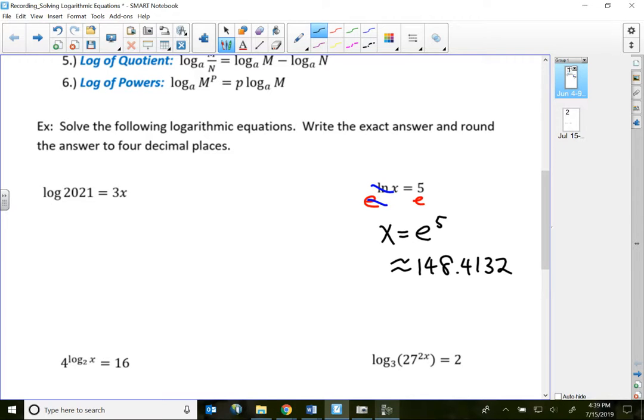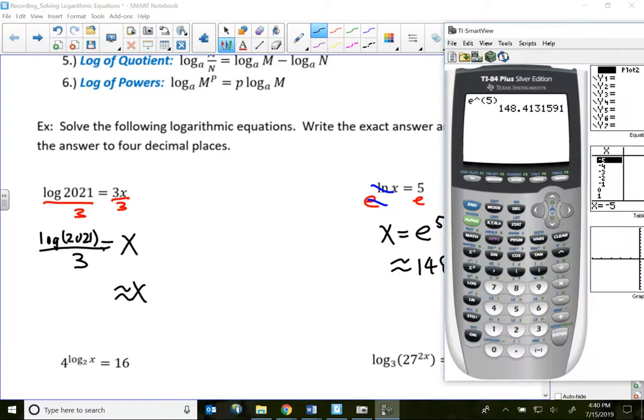This one on the left is kind of weird. Mr. Chen, how do I get x by itself? Well, the variable term is on the right side, so to get x by itself, all I have to do is divide both sides by 3. Since I only have two terms, the only thing I can do here is divide both sides by the coefficient. The log of 2021 is just some kind of irrational number, so we're just going to put this in the calculator. My exact answer is log of 2021 over 3.